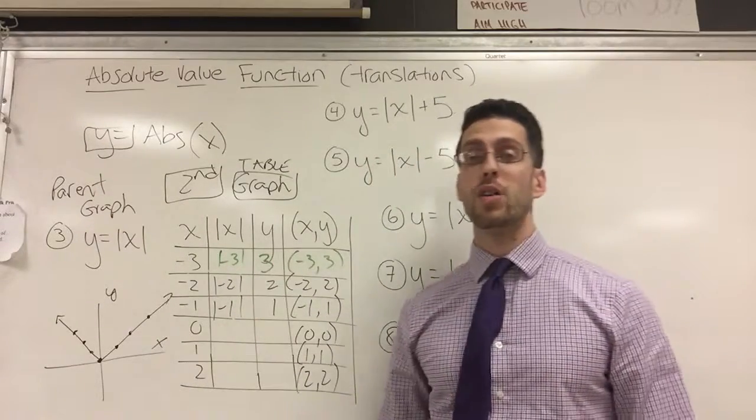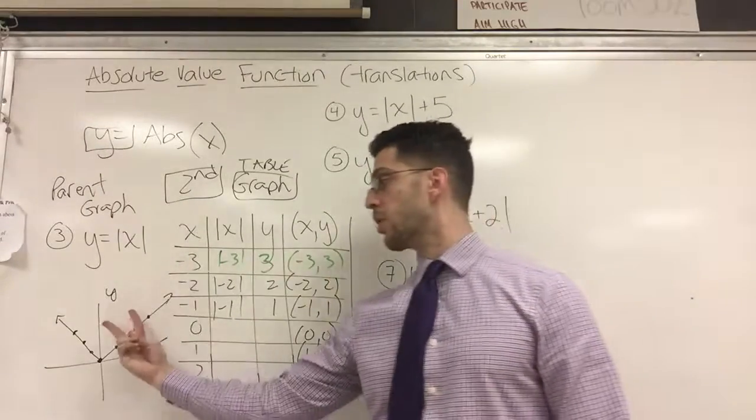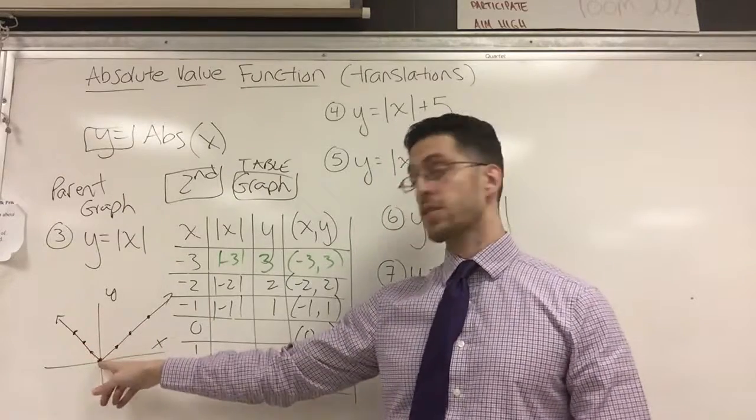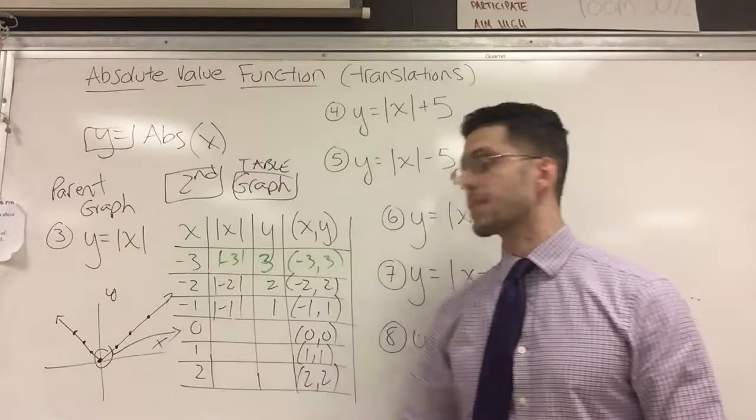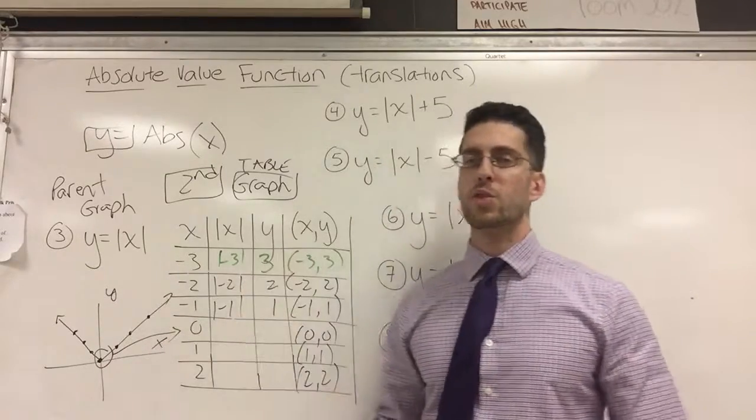That is your absolute value function. It's a V shape on the graph, the end. The vertex is 0, 0 for the parent graph. This is your vertex, and that's the end. The rest of this stuff is just playing with it.